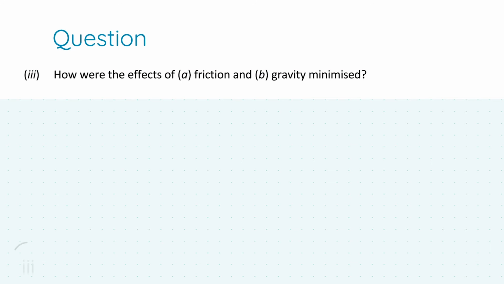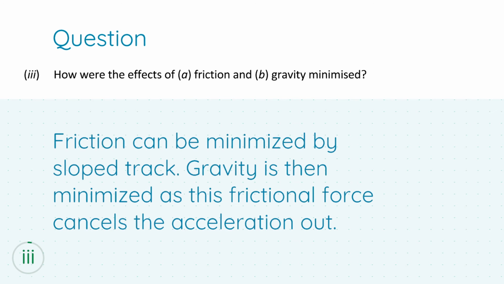In part 3, we were asked how are the effects of A, friction, and B, gravity minimized? The answer to this is a simple theory question, and it goes as follows. Friction can be minimized by sloping the track. As well as this, gravity is then minimized as the frictional force felt by the body as it goes down the track cancels out with the acceleration.